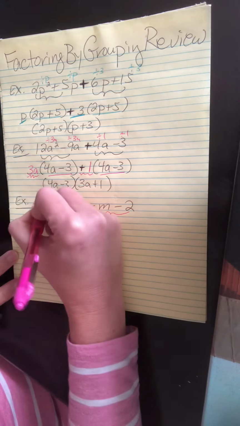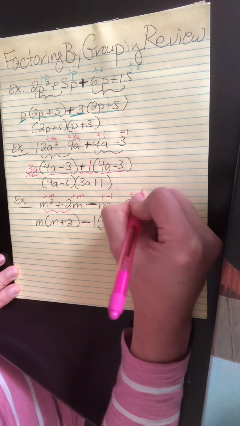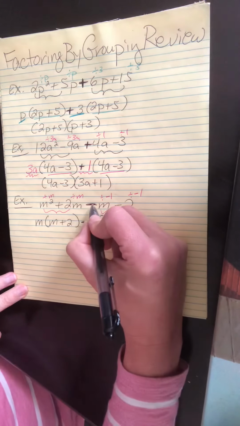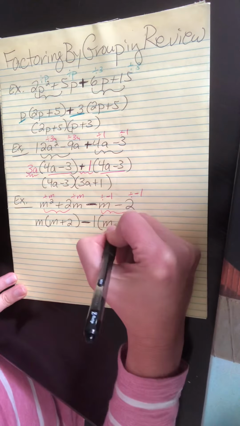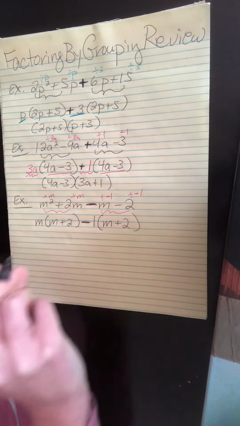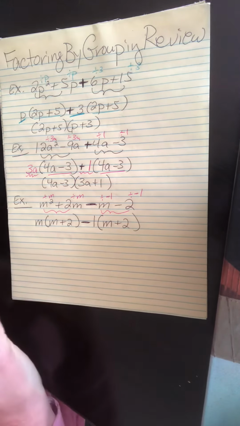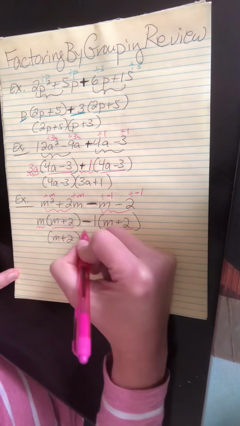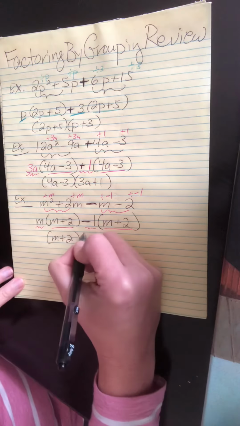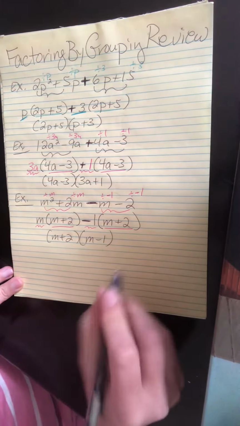Now be really careful when it's minus. What you're dividing is a negative 1. You've taken out a negative 1. So negative divided by negative is a positive. Negative divided by a negative is a positive. And then what's in parentheses is the same, m plus 2. And the other parentheses will be m minus 1. Couple more.